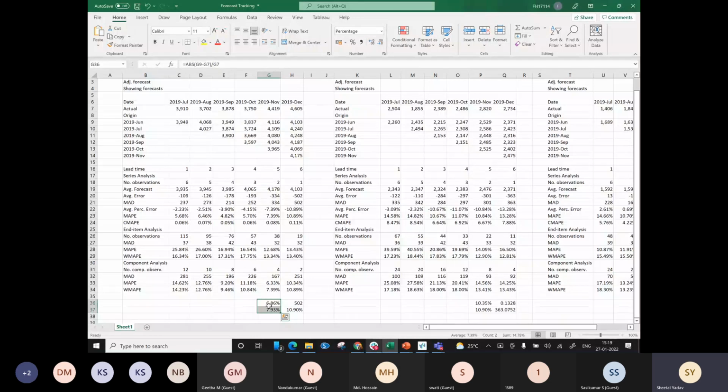The average of these two is 7.39. And that's what my MAPE over here would represent. I hope that's clear to you all. And similarly for lead time 4, lead time 3, lead time 2, the system would be calculating the MAPE accordingly.